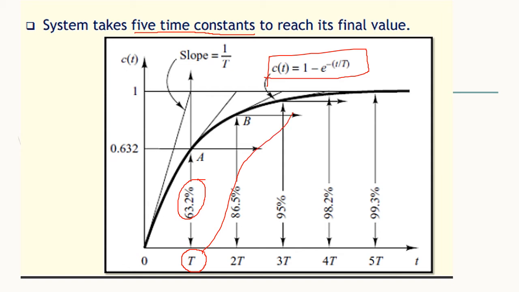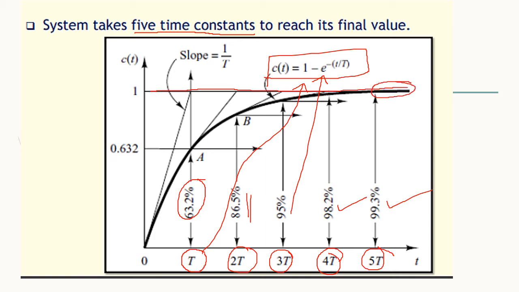If I substitute 2T, I get 86.5%. If I substitute 3T, I get 95%. If I substitute 4T, I get 98%. If I substitute 5T, I get 99.3%. So the meaning is, the steady state value is the actual and final value, and to reach this value I require 5 time constants.